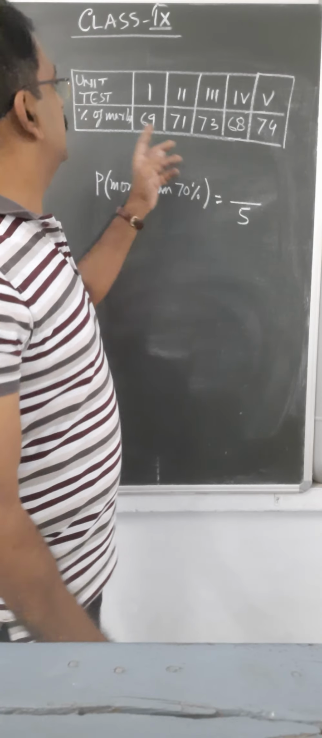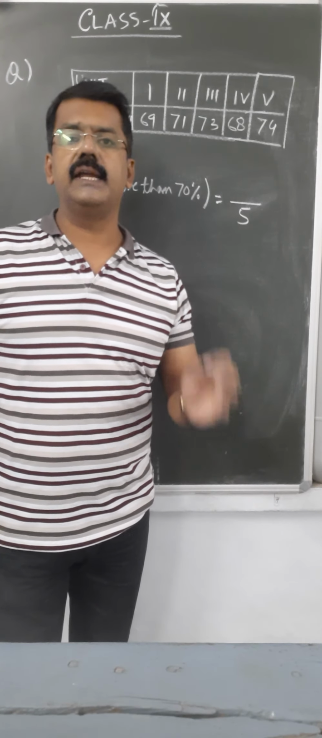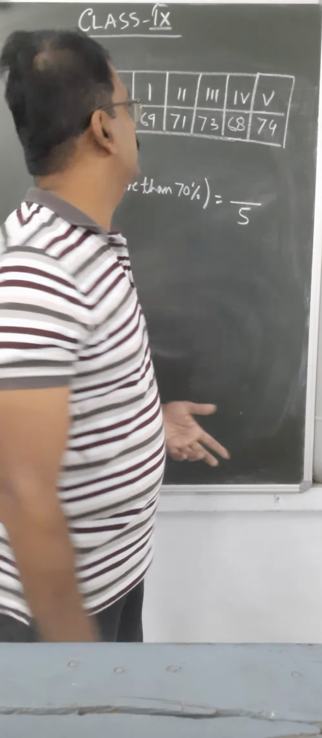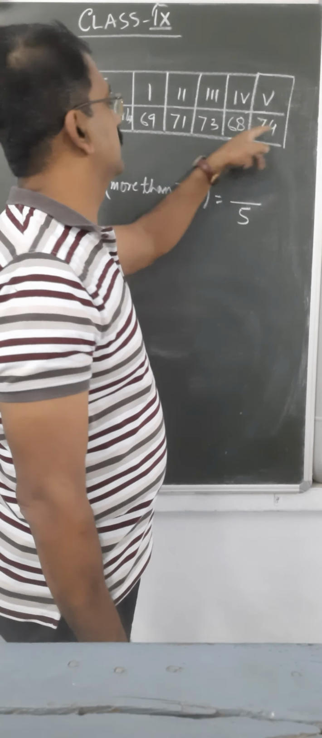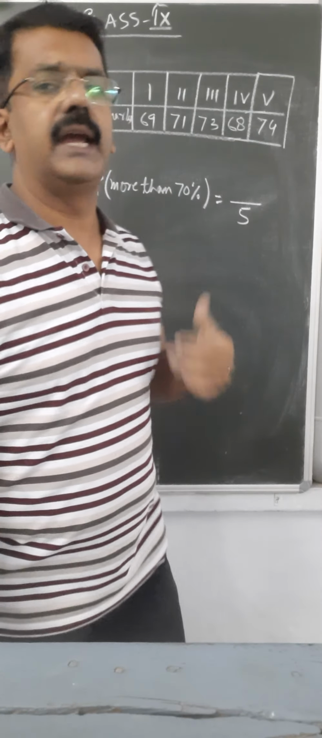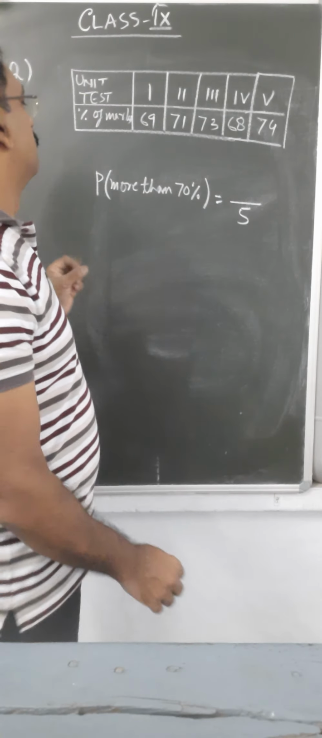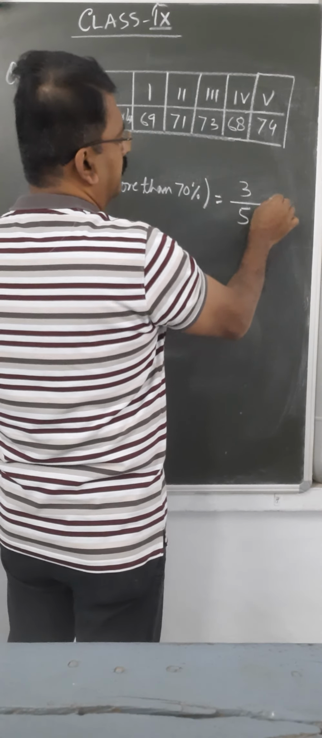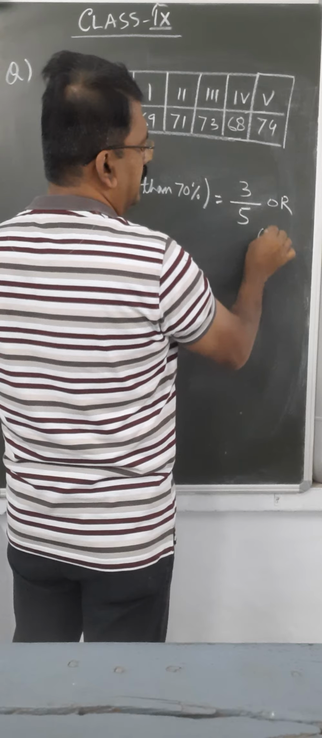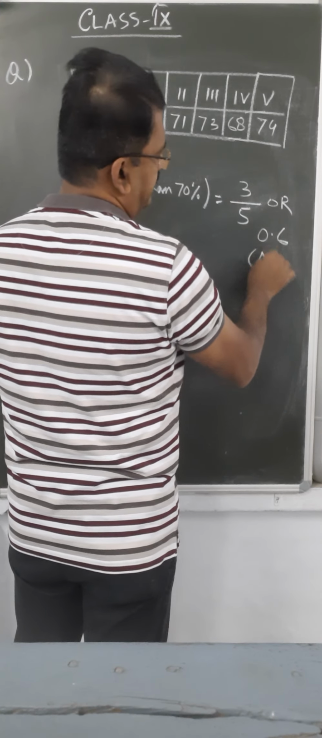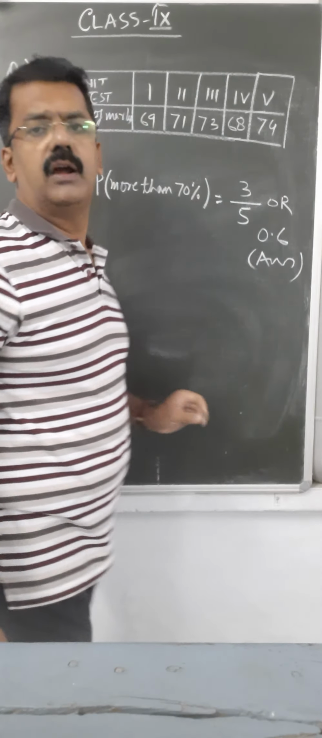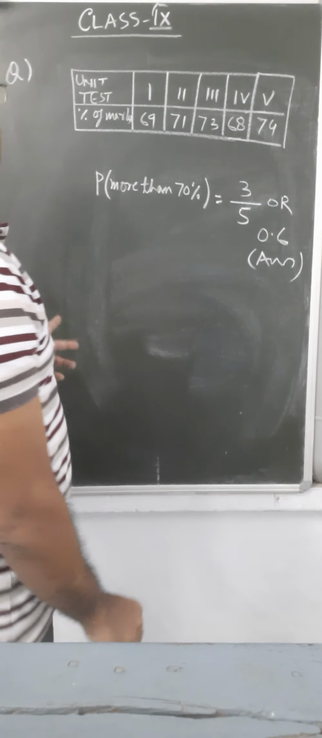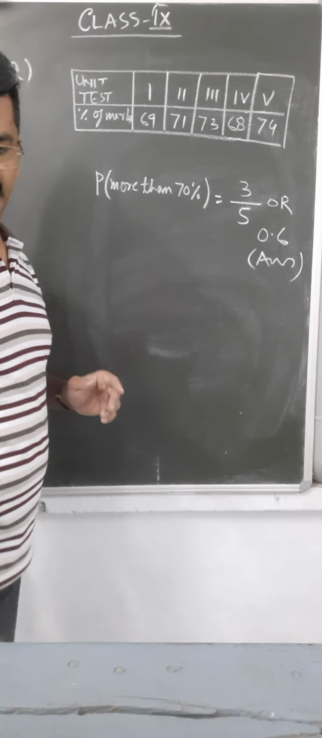Now out of these 5 unit tests you have to check in how many unit tests the student got more than 70% marks. That is 1, that is 2, that is 3. So there are 3 unit tests in which the student got more than 70% marks. So 3 by 5, or when you divide it, it will become 0.6. 0.6 is your answer. Clear? Now we will do the next question.